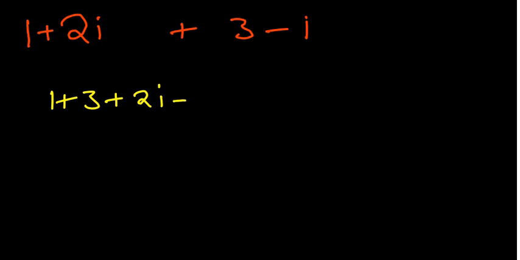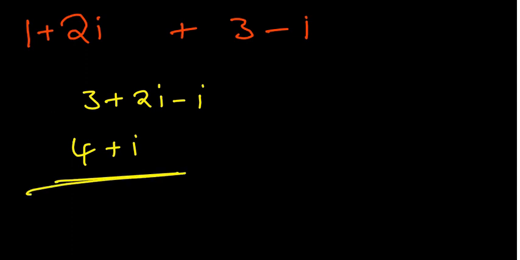Now, the operations that you get to perform on complex numbers are as follows. If I ask you to add 1 plus 2i and 3 minus i, what do you do? Collect the like terms. So it will be 1 plus 3, and 2i minus i. So you end up with 4 plus i. That's how you add.